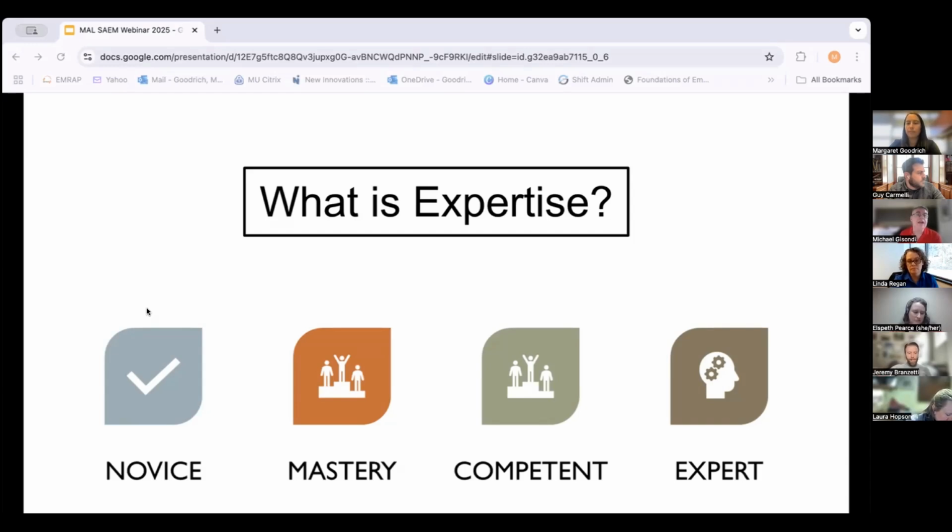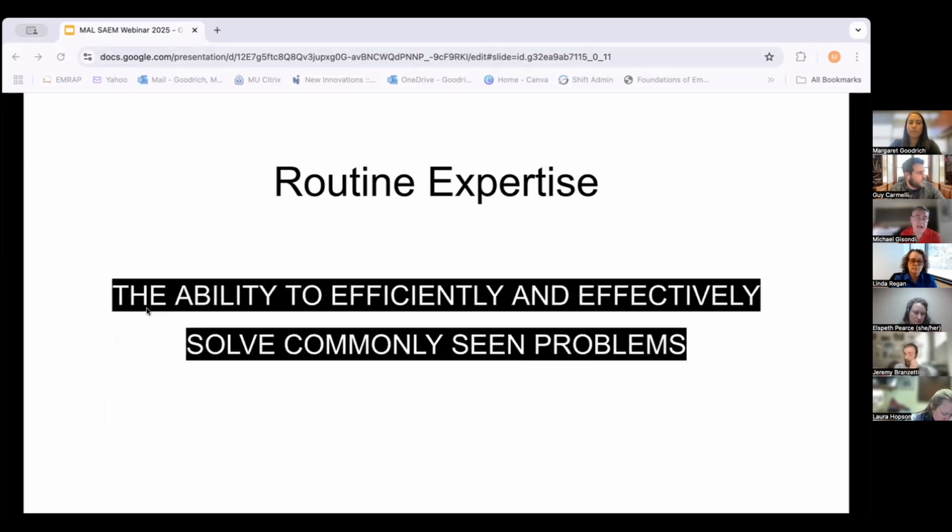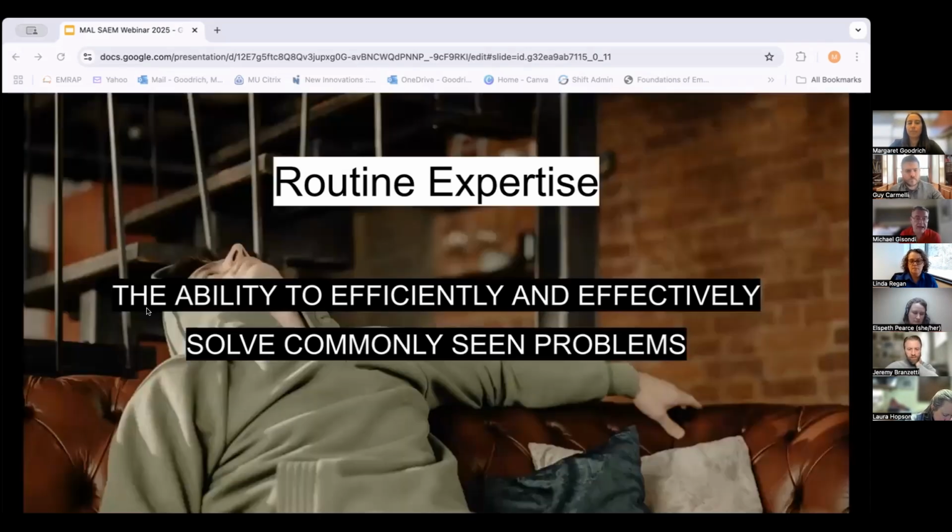Now, there are different types of expertise, so this maybe helps break down the definition. The first is routine expertise. Routine expertise is the ability to use your foundational knowledge to efficiently and effectively solve commonly seen problems. So problems you see every day in the emergency department, they're easy, they're almost reflexive. You can very effectively manage them. You can very efficiently manage them. You've done it a million times. It's a little bit boring. You go get your cup of coffee.